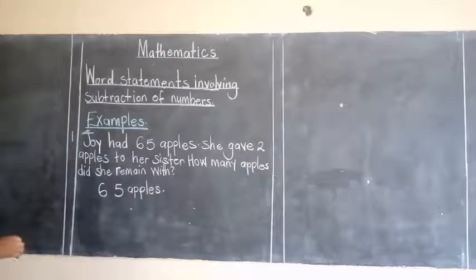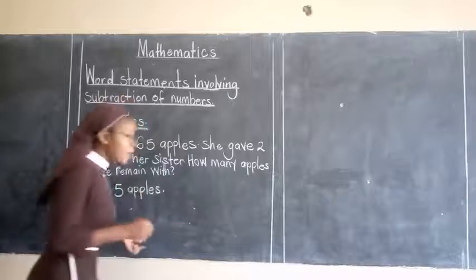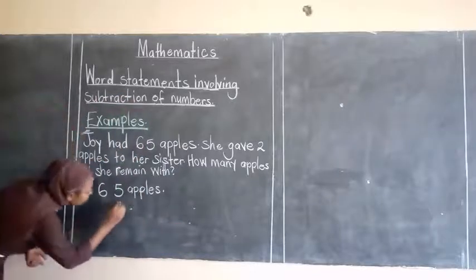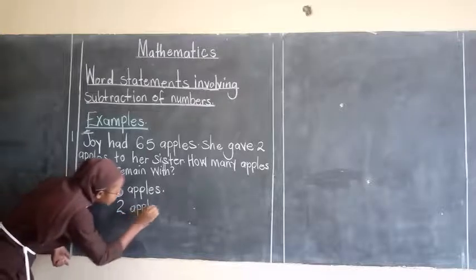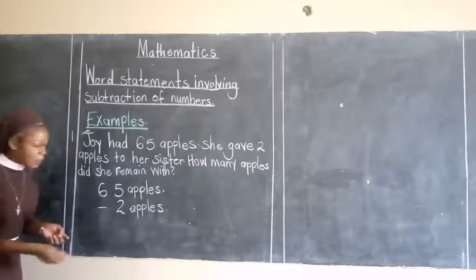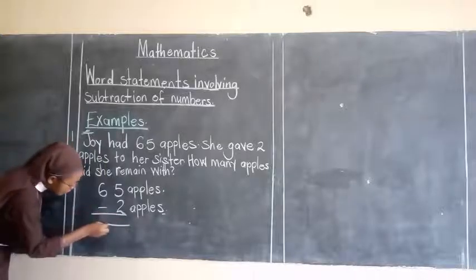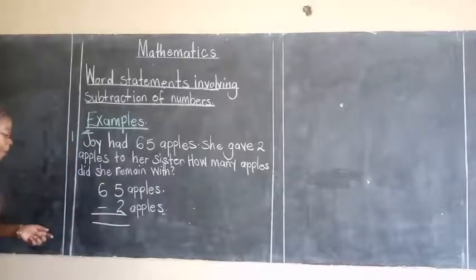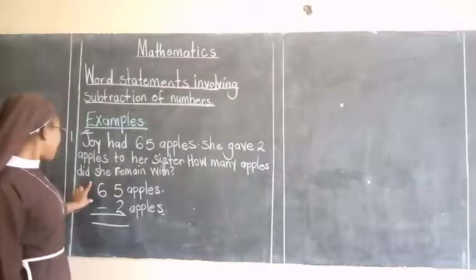She gave 2 apples to her sister. Since we said giving out means subtraction, we are supposed to subtract. We write 2 apples here. And then we write the subtraction sign. And then we draw our equal signs beginning from here. We have finished arranging our digits according to the place values.